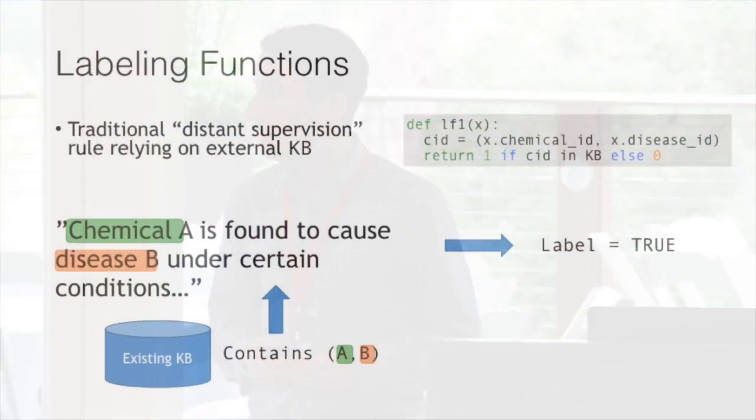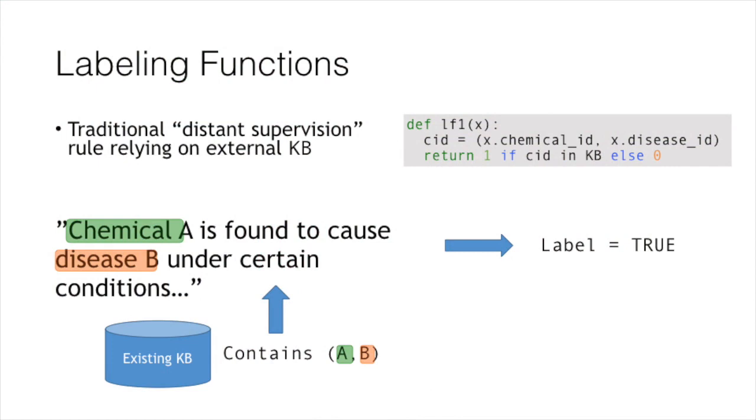So for this chemical disease task, one example is what's often traditionally called distant supervision in some communities. We can take an existing knowledge base where some people by hand have said, okay, chemical A is known to cause disease B. And we can say something like, okay, if chemical A and disease B appear in this sentence, we'll label this true. And this is clearly not going to be right 100% of the time, but it also clearly has some signal, and it tends to be empirically useful.